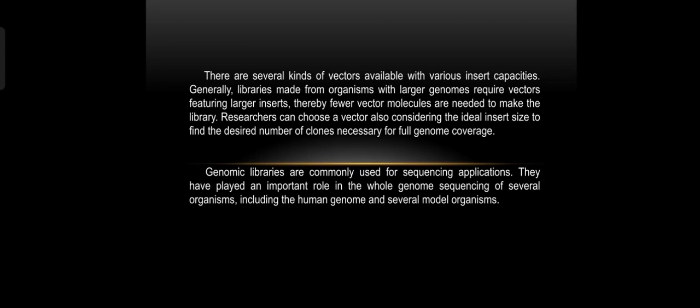The common vectors used in genomic library construction are plasmids, with insert sizes up to 10 kb, modified lambda phage, up to 20 kb, and cosmids, a further modification of phage, up to 40 kb inserts. Then the artificial cloning vectors, such as BAC, bacterial artificial chromosome vectors, take up to 100 to 150 kb inserts. Then yeast artificial chromosome takes up to 500 kb inserts.